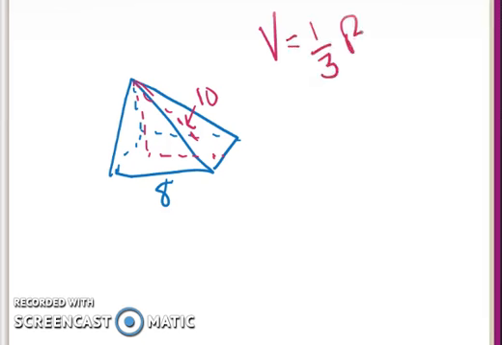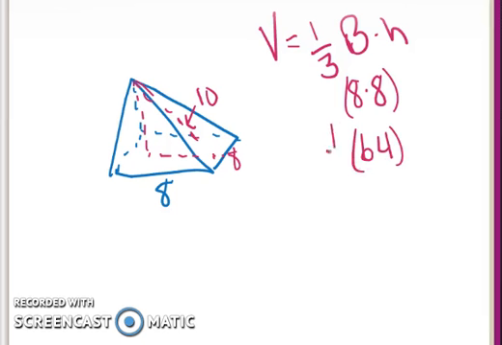1/3 big B times H. Okay, I don't have a height, but I have the area of the base. This is a square base. It's 8 by 8 by 8, so we're just going to do 8 times 8, which is going to give us 64. We're going to have to take 1/3 of that, but I don't have the height. And so what I'm going to do is take this picture here of that red triangle and redraw it in green. Okay, so here's our green triangle. It's representing this guy right here.